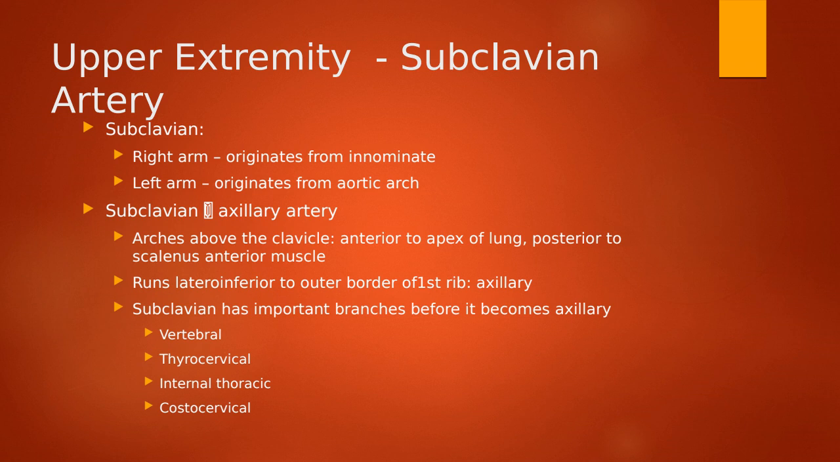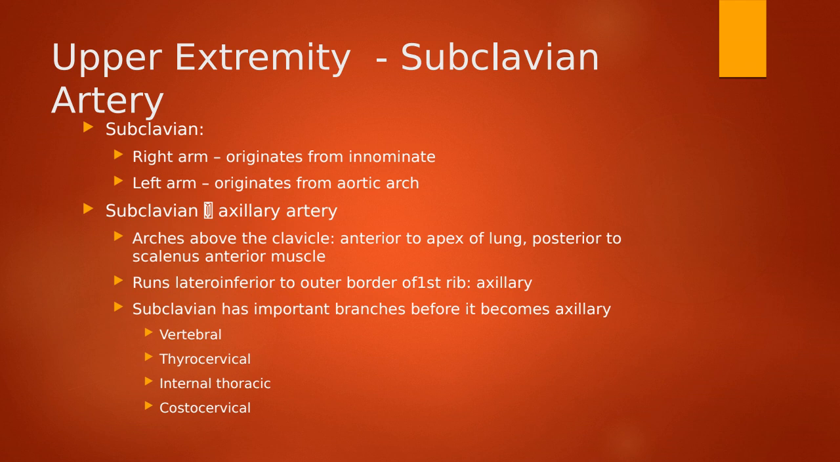Okay, so traveling along, we're going to follow that pathway a little bit, and we're going to do the upper extremity arterial system first, and then we'll work our way down. So we said we have a subclavian on both sides. On the right side, we know it's going to come from the innominate, and on the left side, it's going to come directly off that aortic arch. Both subclavians are going to turn into our axillary artery as they travel closer to our armpit, and then the arches above the clavicle are going to be above the top part of the lung, so the apex of the lung, yet posterior to some of those thoracic muscles, that anterior scalenus muscle.